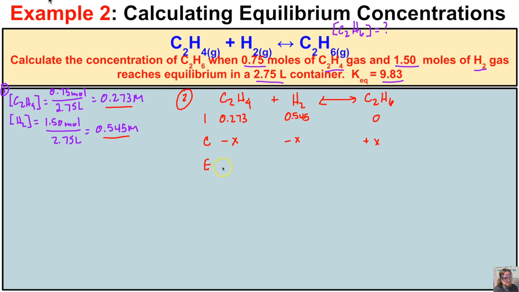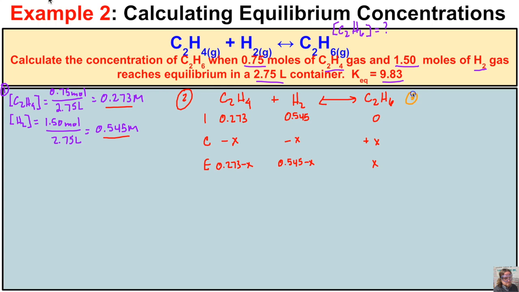So our equilibrium concentration of C2H4 is going to be 0.273 minus X. This right here will be 0.545 minus X, and this right here is going to just be X. So here's our little ICE chart that's going to help us solve this problem. And so if we take a look, let's go ahead and figure out our equilibrium expression in step 3.